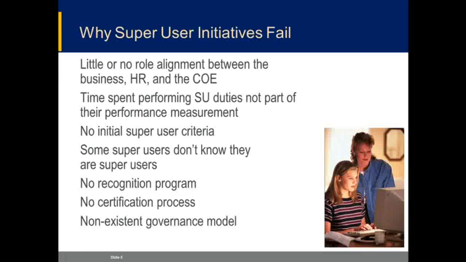Well, what does that mean? And try to get alignment from the business, buy-in from the business as well as HR, as far as how many hours a week is a super user expected to spend doing those job duties. If you have an expectation of, let's say, 5 to 10 hours a week, and then it's not part of their performance measurement, you have a broken system. You have to get that in there as part of their performance management and their performance measurement.